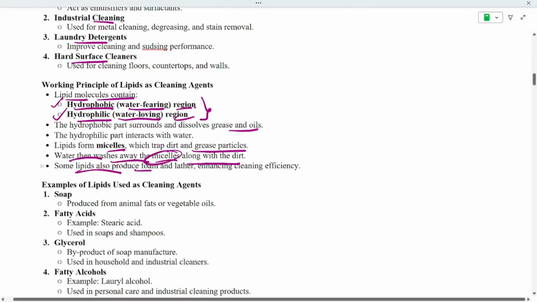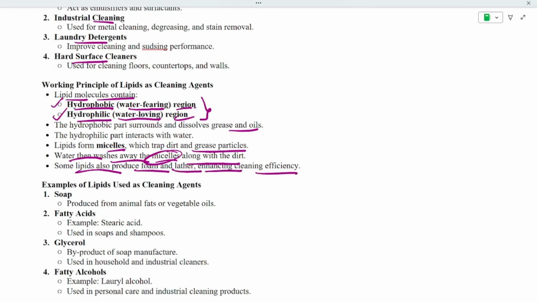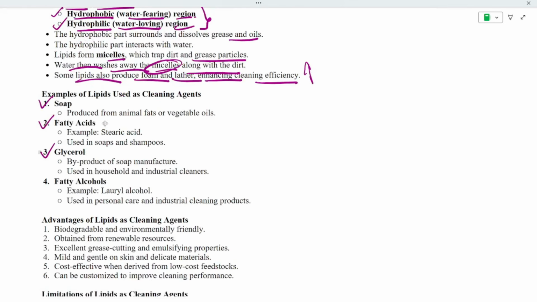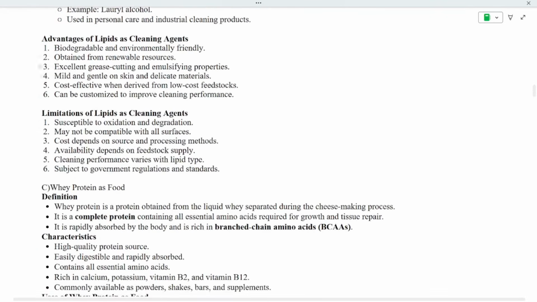Now some lipids also produce foam and lather, enhancing the cleaning efficiency. Efficiency will increase. Examples are soap, fatty acids, glycerol and fatty alcohols. You can see this. Advantages: again, it is environment friendly, biodegradable, from renewable sources, grease cutting will be done, mild and gentle, cost effective, and can be customized to improve cleaning performance.